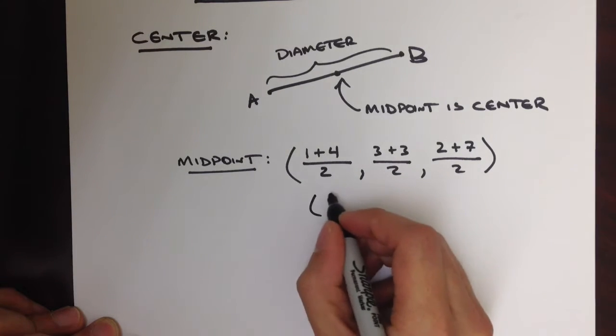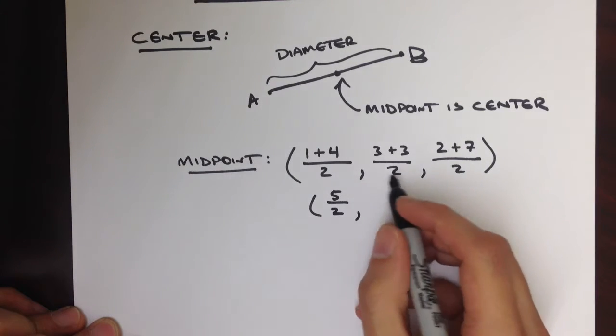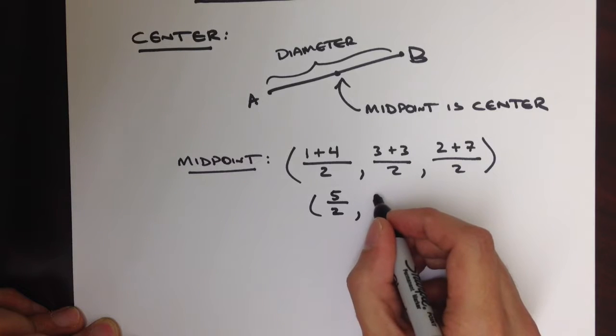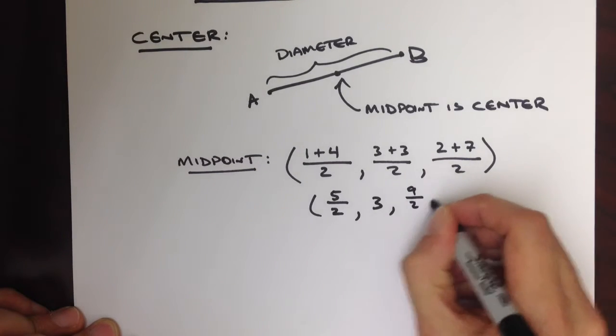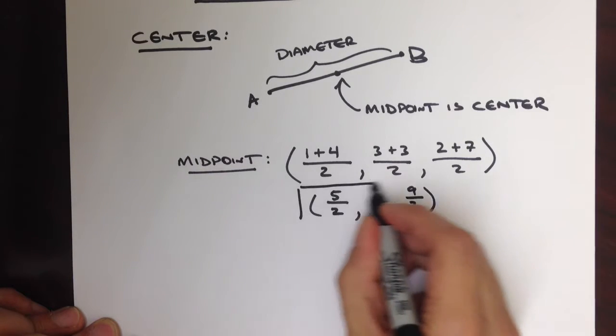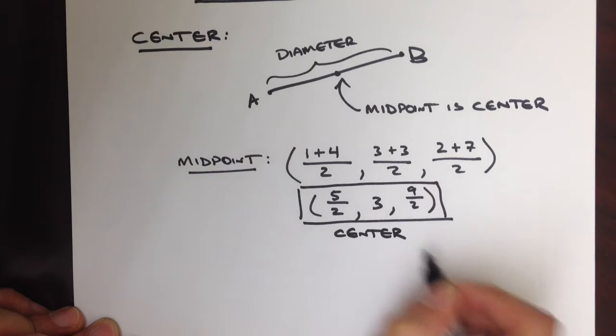So what do we get when we simplify? We get 1 plus 4 over 2 is 5 halves. 3 plus 3 over 2 gives us 6 halves, or 3, and 2 plus 7 over 2 gives us 9 halves, or 9 over 2. Okay, so there's the midpoint, which is also the center of the sphere.